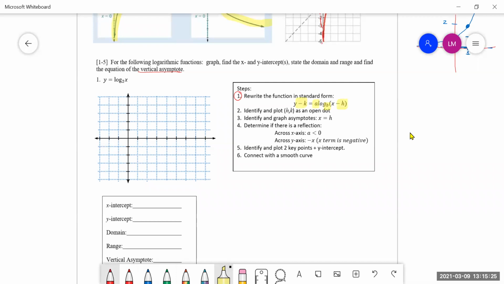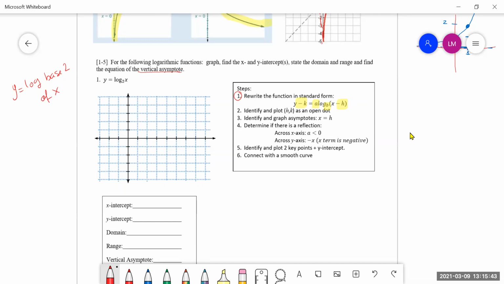I have a lot of details that we need to pay attention to. Okay, so let's look over here. Y equals log base 2 of x. I'm going to write how we read it. Y equals log base 2 of x. That's how we read it, okay?